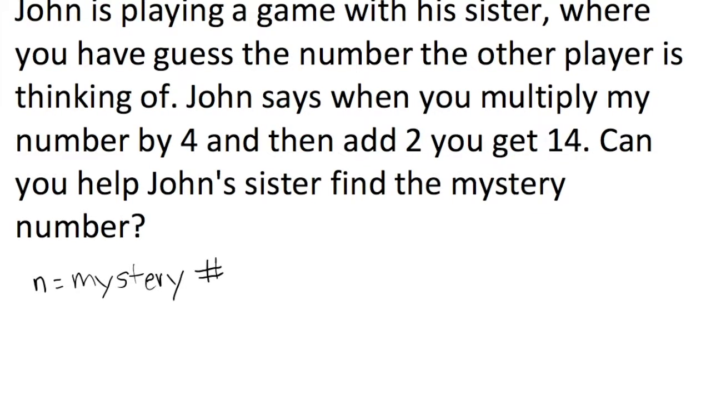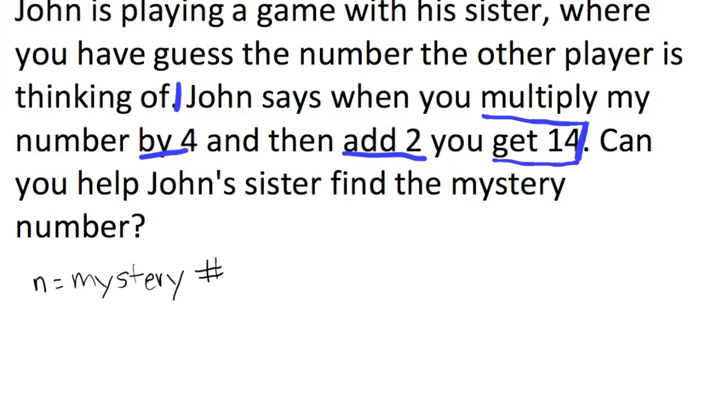It says, John says when you multiply my number by 4 and then add 2, you get 14. So basically from here to here is the important part of the problem. Everything else is really unnecessary. So in this part, when he multiplies his number by 4, which is an important part, so multiply, and then adds 2, he gets 14. So this is basically all we need to format the equation.